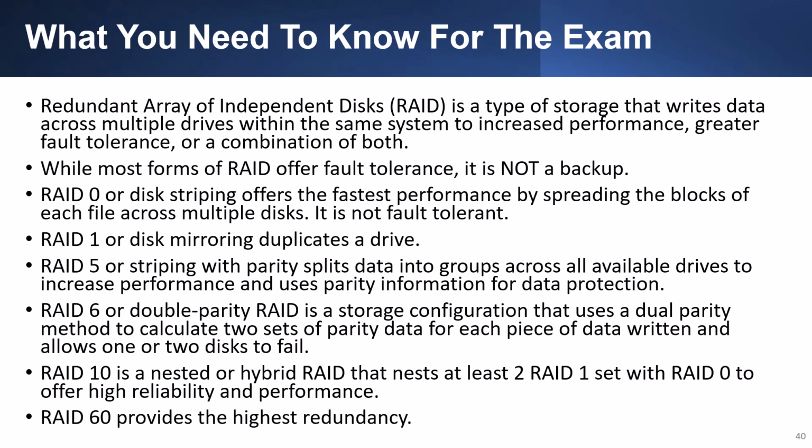RAID 1 or disk mirroring duplicates a drive. RAID 5, or striping with parity, splits data into groups across all available drives to increase performance, and uses parity information for data protection. RAID 6, or double-parity RAID, is a storage configuration that uses the dual parity method to calculate 2 sets of parity data for each piece of data written and allows 1 or 2 disks to fail. RAID 10 is a nested or hybrid RAID that nests at least 2 RAID 1 sets with RAID 0 to offer high reliability and performance. RAID 60 provides the highest redundancy.